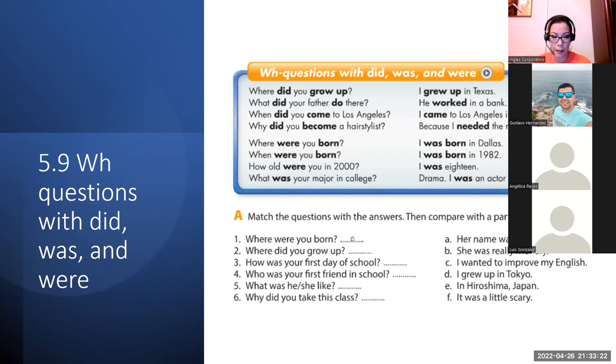Luis, do you have the number six? Number six, why do you take this class? I want to improve my English. I wanted to improve my English. Very good. Excellent. That is correct. Any questions about this exercise? No questions. Improve is mejorar. Okay. I wanted to improve my English. Quería mejorar mi inglés.